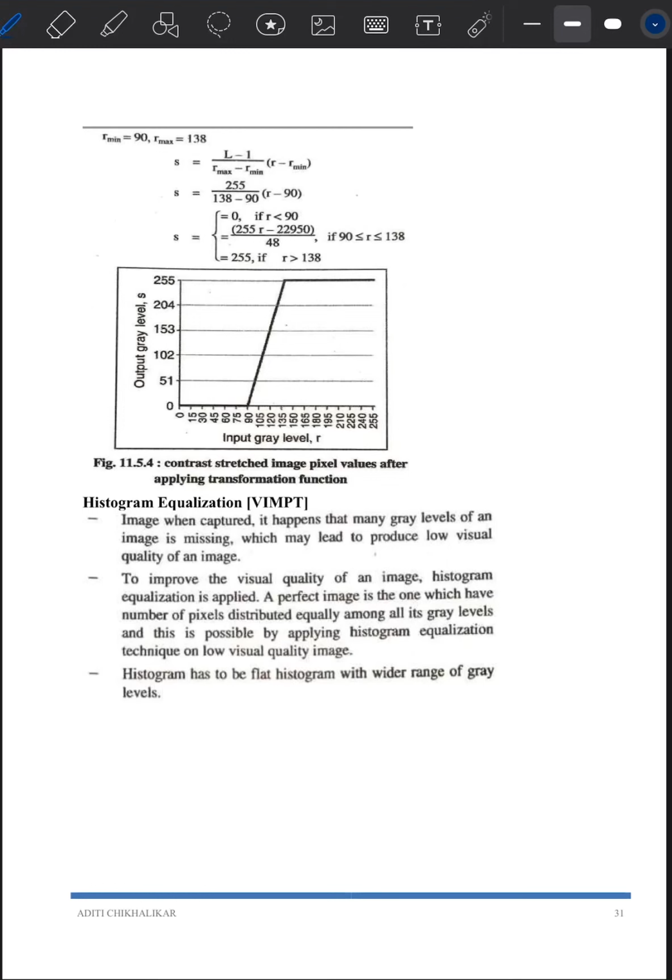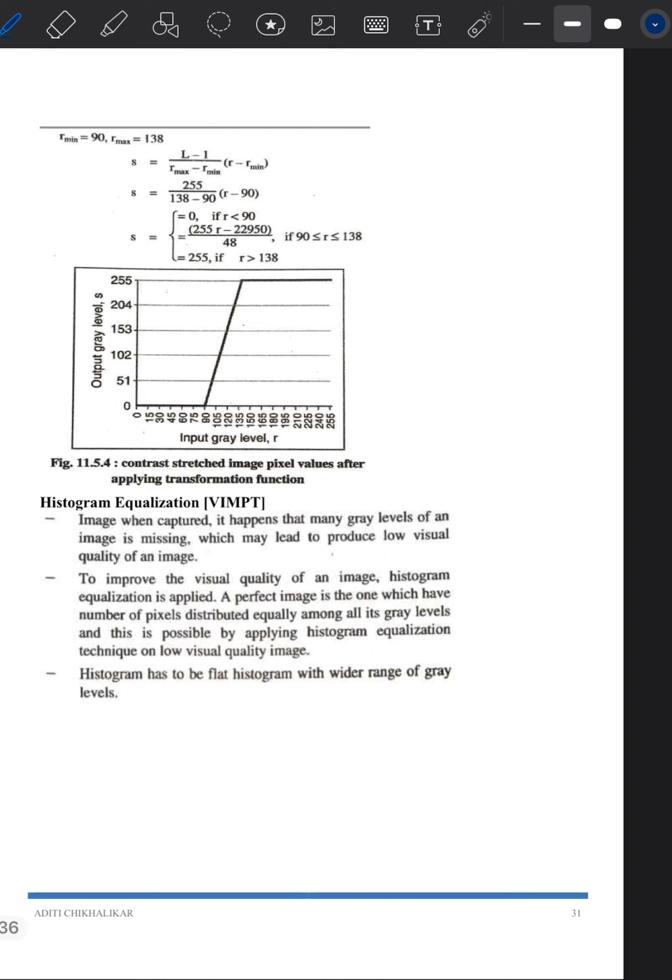Let us go through the concept of histogram equalization. Now what happens is, when we capture an image, many gray levels are missing. So the quality of the image reduces. When we try to equalize a histogram, we say that the pixels should be equally distributed among all its gray levels. Okay, so the histogram has to be a flat histogram over a wider range of gray levels.